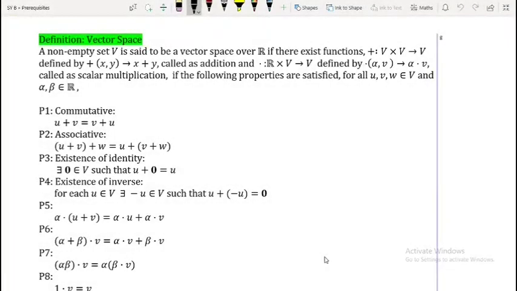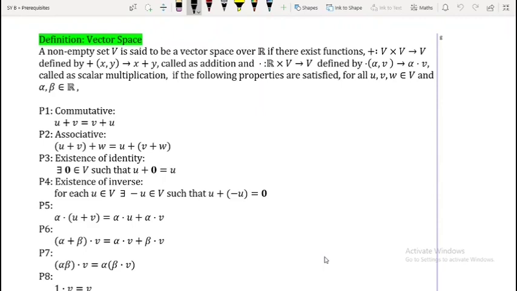Hello everyone. Today we will see the definition of a vector space. A non-empty set V is said to be a vector space over R if there exists addition and scalar multiplication with respect to which V is closed. Now you already know the definition of a set closed under addition and a set closed under scalar multiplication.